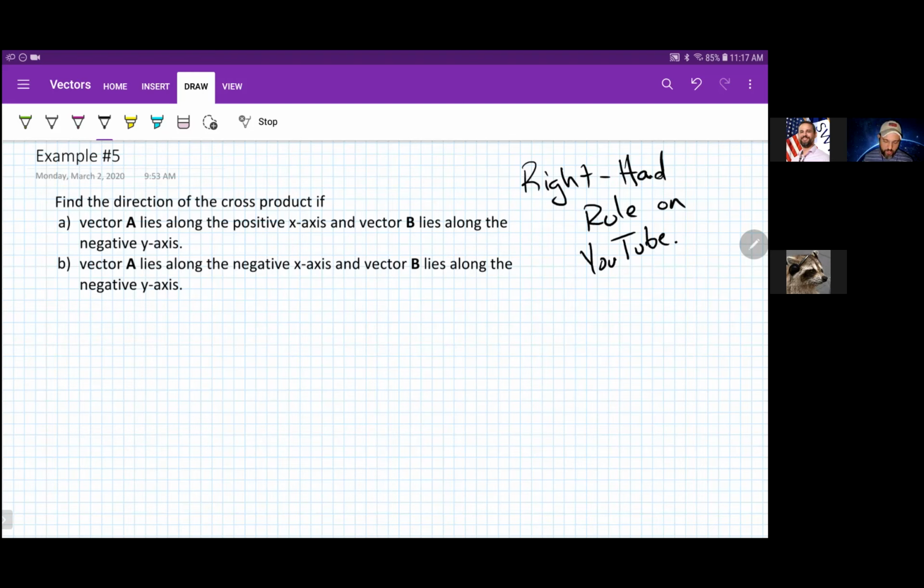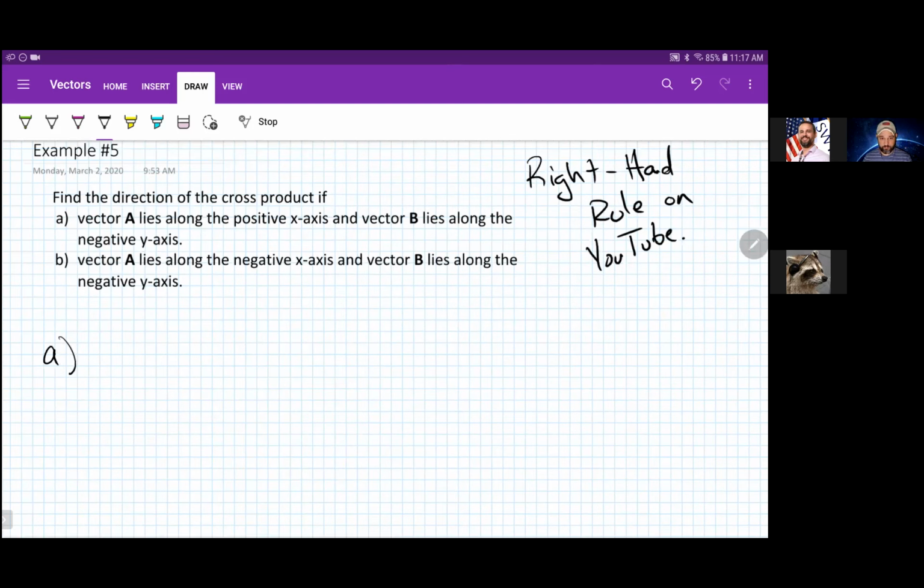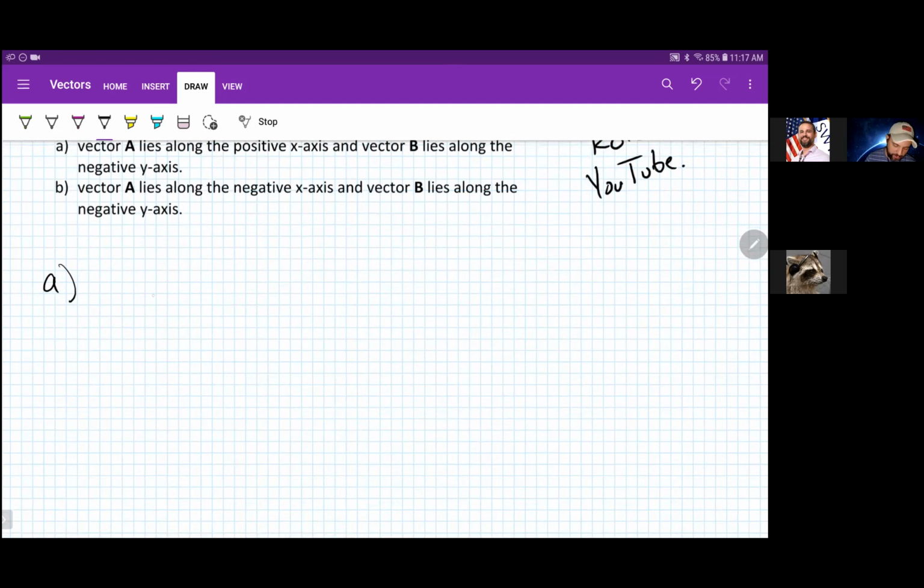Okay, so it says find the direction of the cross product if vector A lies along the positive x-axis and vector B lies along the negative y-axis. All right, so we're trying to find just the direction of the cross product.